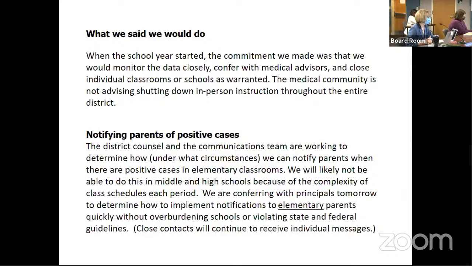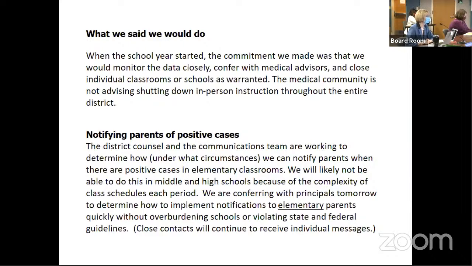So how does this work? If there's one person who's COVID positive in a classroom, that causes us to pay attention. Depending on the classroom, that classroom may close if it's just one person, depending on the circumstances, and that has happened. We have closed classrooms because the circumstances in that classroom warranted closing with just one person.